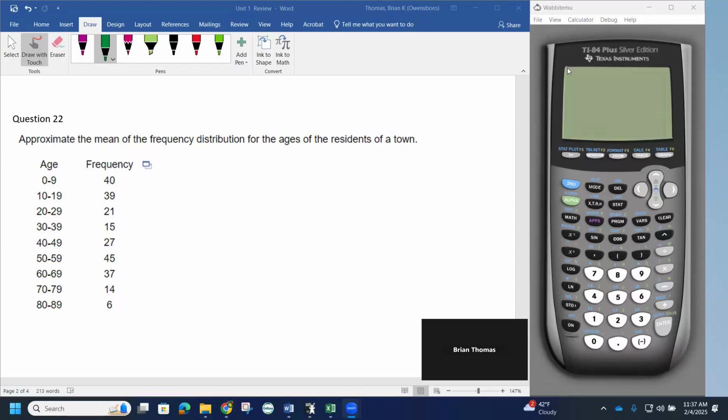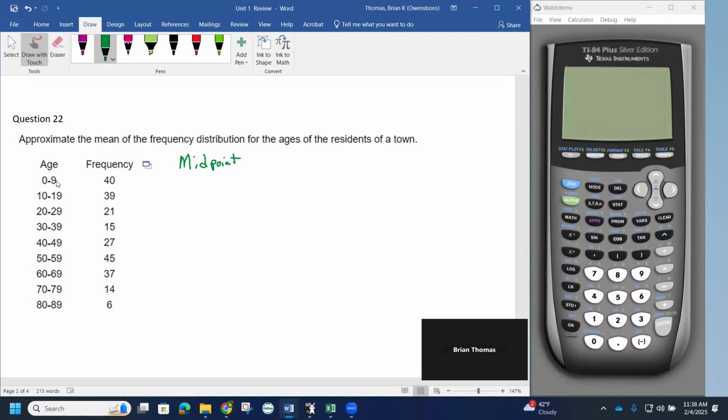So question 22, I did a video using Excel. Now I want to do a video using the TI-84 calculator. First thing again, to do mean, we need actual data points. Since they gave us a range, we actually have to find the midpoint of each one of these classes.